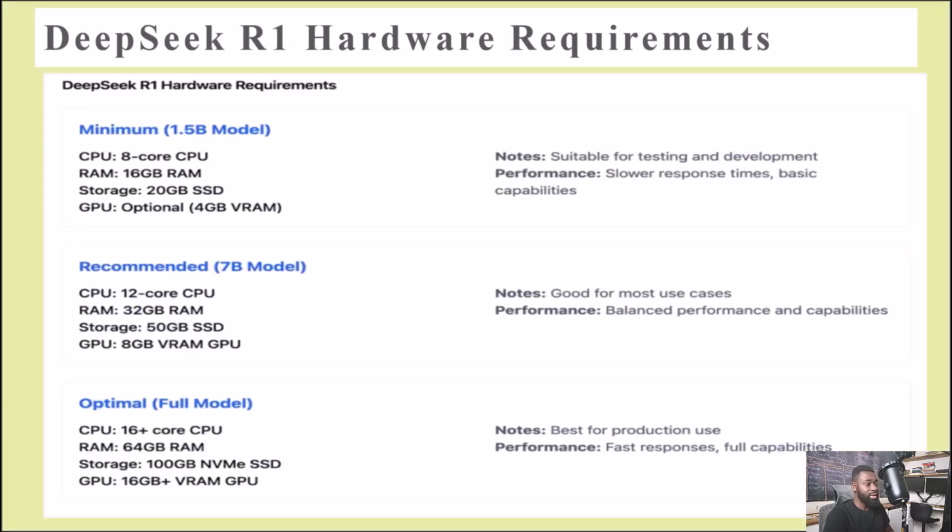So the hardware requirements. As you can see, for the minimum 1.5B model, we have an 8-core CPU and 16 gigabytes of RAM. The recommended 7B model needs a 12-core CPU and 72 gigabytes of RAM. Then we also have the optimal full model, which is best for production use, performance, fast response, and full capabilities. The 7B model is good for most use cases, balancing performance and capabilities.